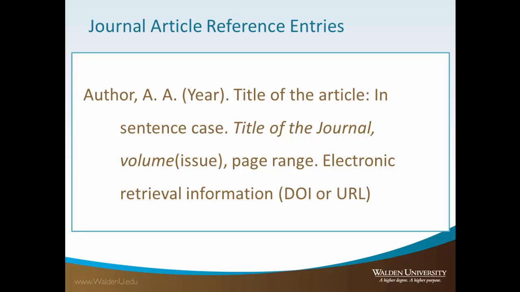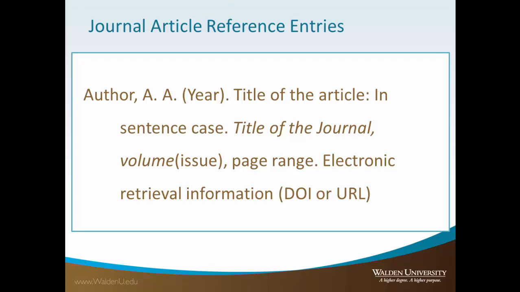Journal articles are one of the most commonly used sources in academic writing, so as a Walden student, it's important to learn how to create a reference entry for this type of source. In this video, we'll explore how to create a reference entry for an article that does not have a DOI number, so instead needs a URL.